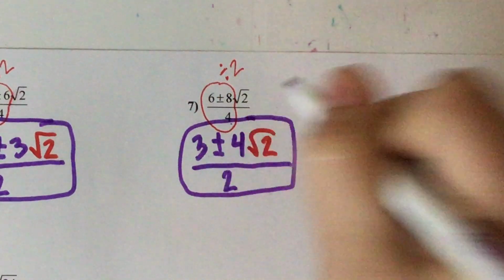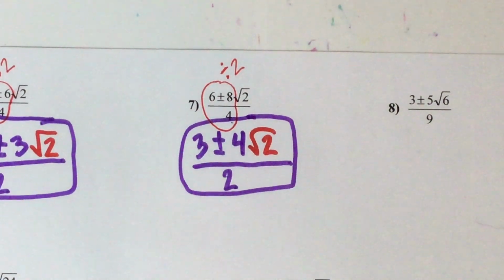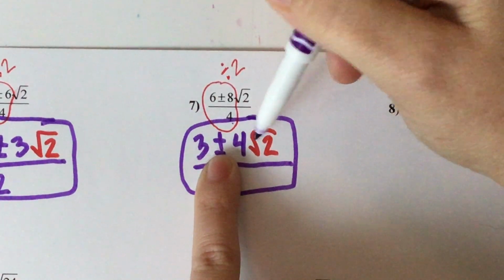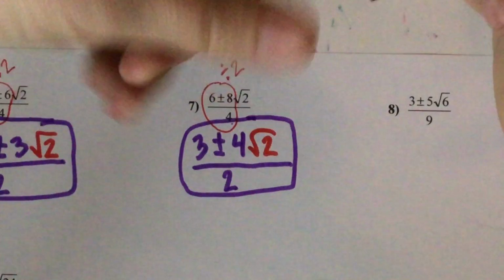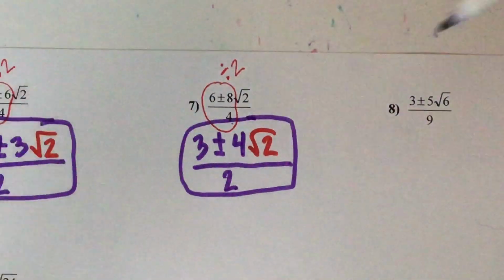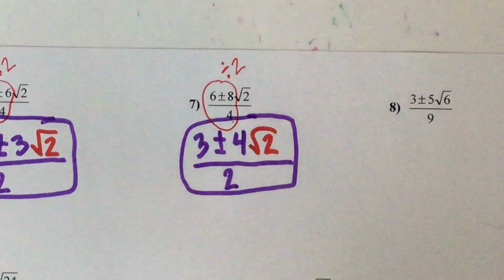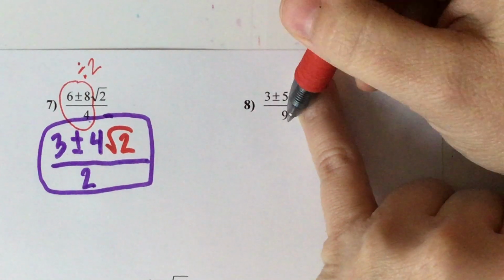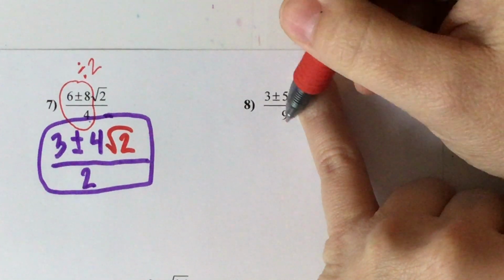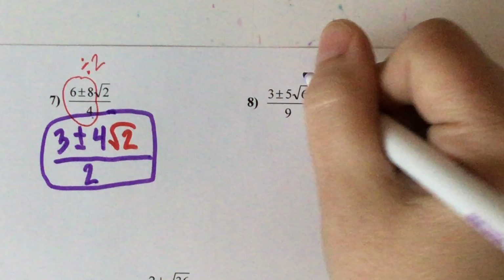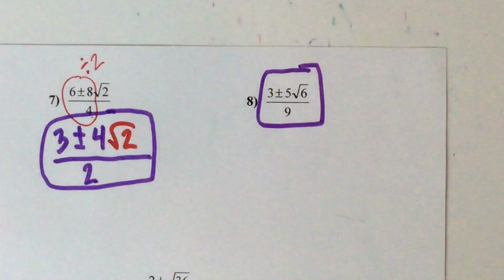Now, you may be wondering what the plus minus means, so let's talk about it. This means that one answer is 3 plus 4 square root of 2 over 2, and the other answer is 3 minus 4 square root of 2 over 2. So I have 2 answers here. They're just smushed together. Okay, example 8. Look at your 3 front numbers. Can these all 3 be divided by something? No, nothing other than 1. So this is our answer. This time, it couldn't be simplified.